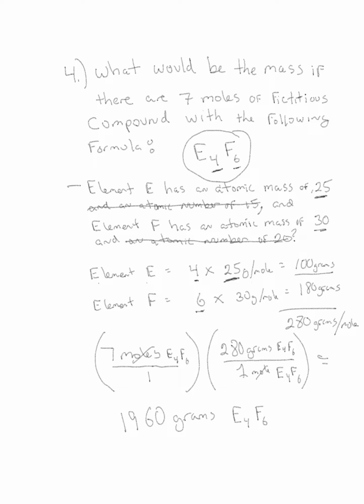So if I look at element F, in each molecule there are 6 of the F element. So I'm going to multiply 6 times its molar mass, which is 30 grams per mole, and I'm going to get a total of 180 grams for that. Now I'm going to add these two numbers together. Okay? And it's going to be 280 grams per mole.